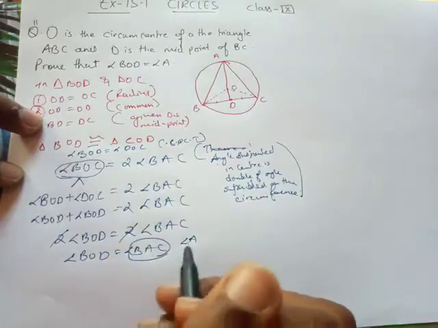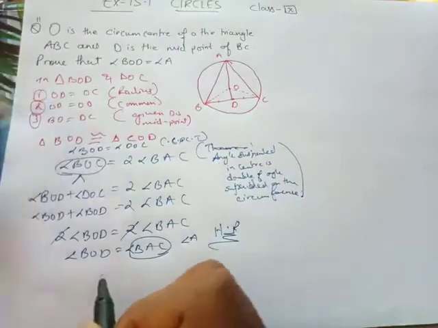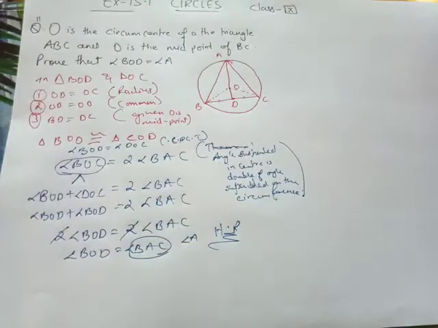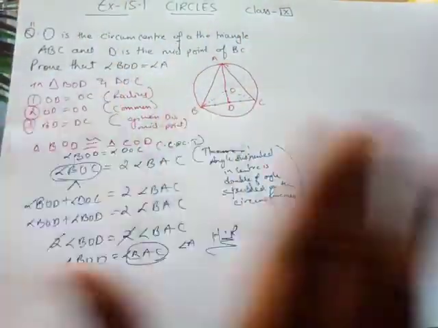BAC, if you notice, you can also write it as angle A, and this is what I had to prove, hence proved. Okay, so when the diagrams are not given to you, you need to make sure that you make the diagram, and the diagram should be correct. If you haven't made the diagram correct, then whatever you're going to do, it's going to be totally wrong.